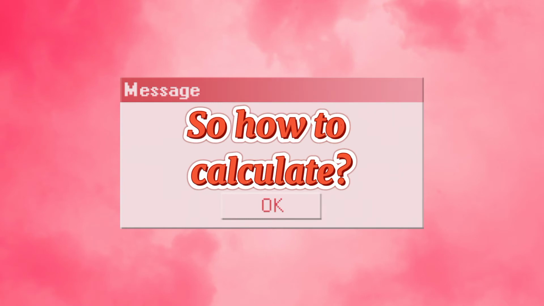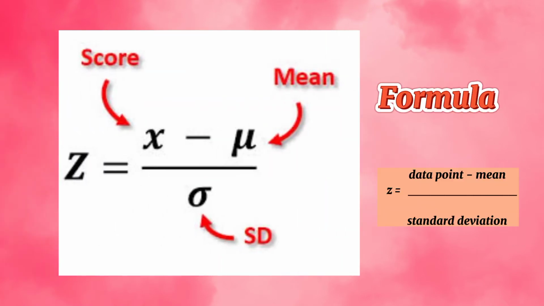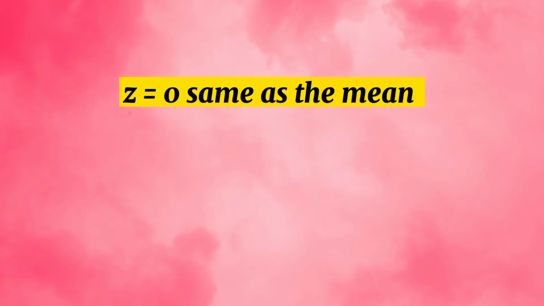Now we look at how to calculate a z-score. We use this formula: z-score equals the score minus the mean, divided by the standard deviation, or we can use the data point minus the population mean, divided by the population standard deviation. The value of the z-score tells you how many standard deviations you are away from the mean.